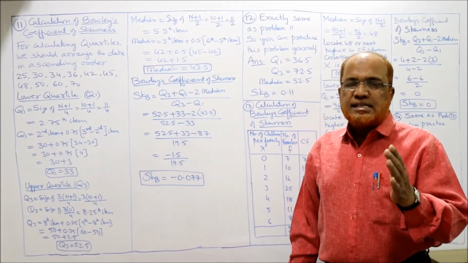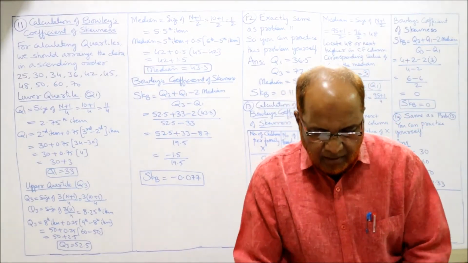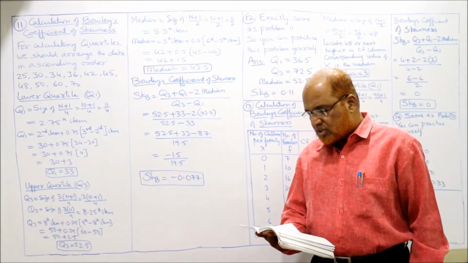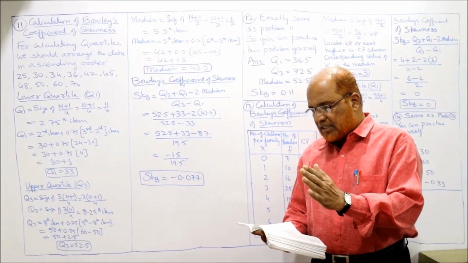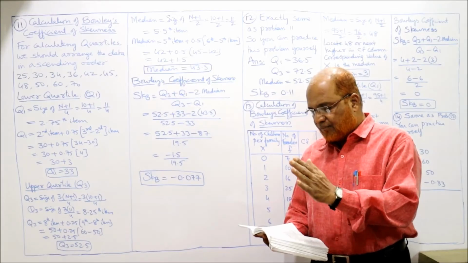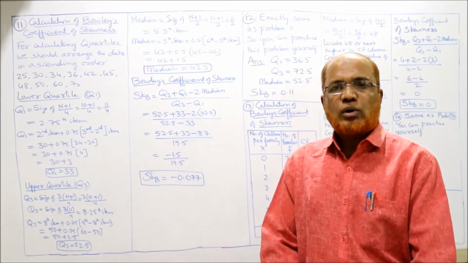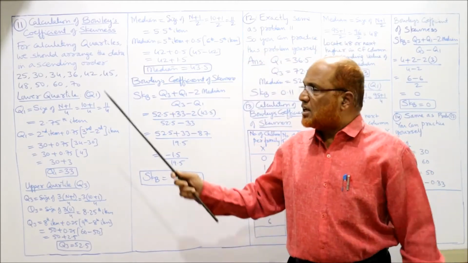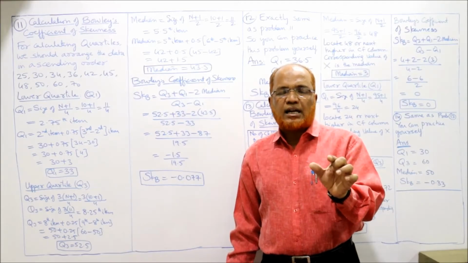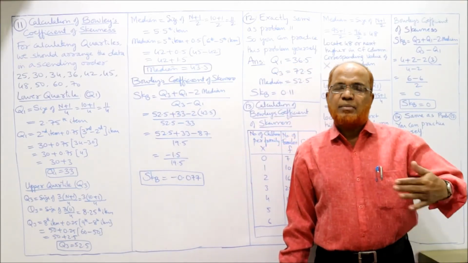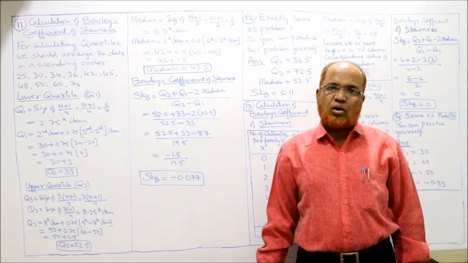12th problem is exactly similar to the 11th problem. See the 12th one. Calculate Bowley's coefficient of skewness of the following data: 10, 70, 50, 20, 95, 55, 42, 60, 48, 80. Individual values are given. So first, just like the previous problem, we need to arrange the data in ascending order. Problem में जो values दिया सब mixed up values है. We arrange the data in ascending, increasing order.